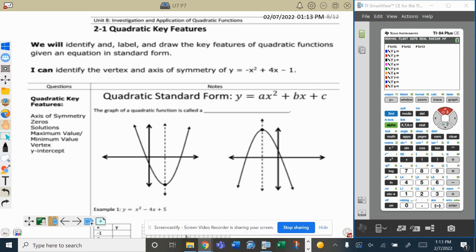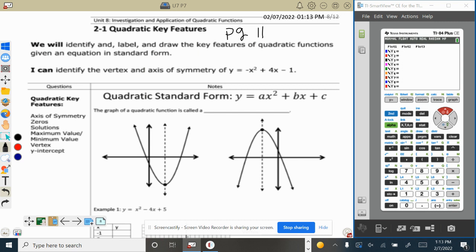Today, we're going to talk about quadratic key features. If you are following along in your Unit 7 packet, this is going to be on page 11. We've been talking about quadratics. We've talked about the ax squared plus bx plus c format when we were doing our factoring in the previous unit. Now we're going to set it equal to y or equal to 0 and make it an equation. We're going to graph it.